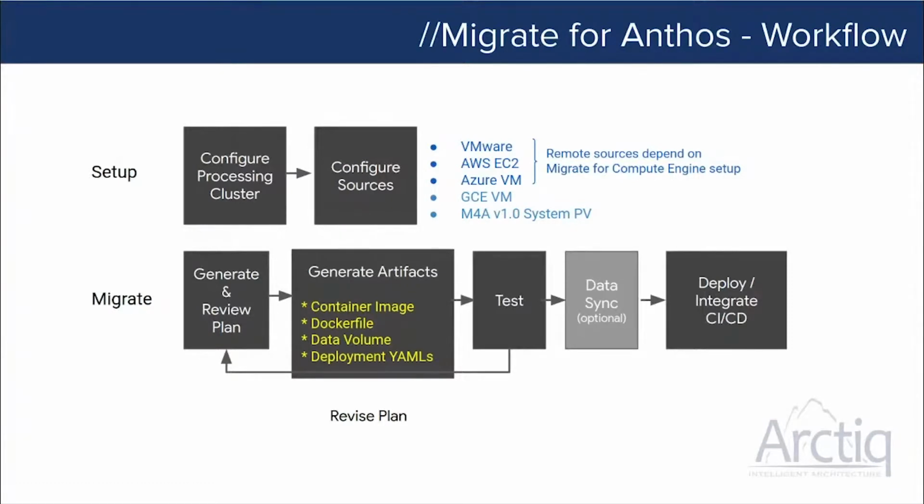Then you will generate the deployment artifacts, which in the case of a Linux workload includes a container image, Dockerfile, reference deployment YAMLs, and a data volume for stateful workloads. Then you can test and verify that the extracted container image and data volume function correctly when executed in a container. We may run a sanity test on the processing cluster to identify any issues or edits needed to the migration plan.